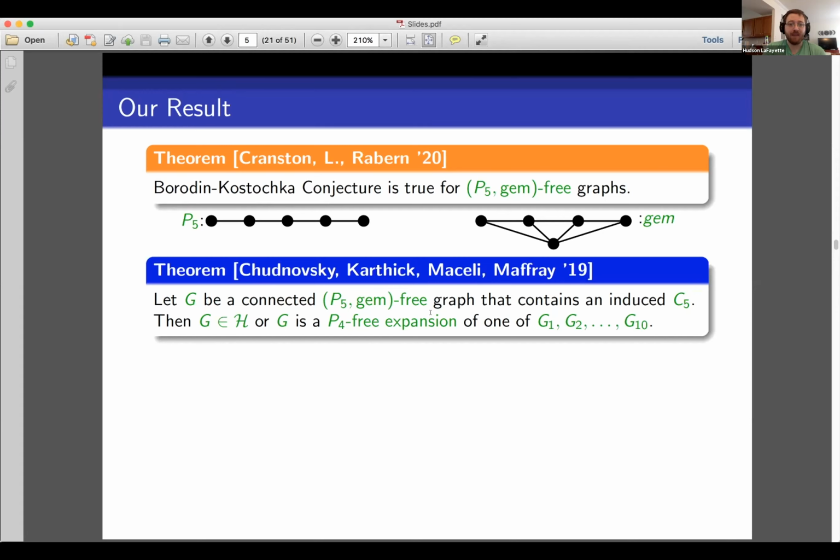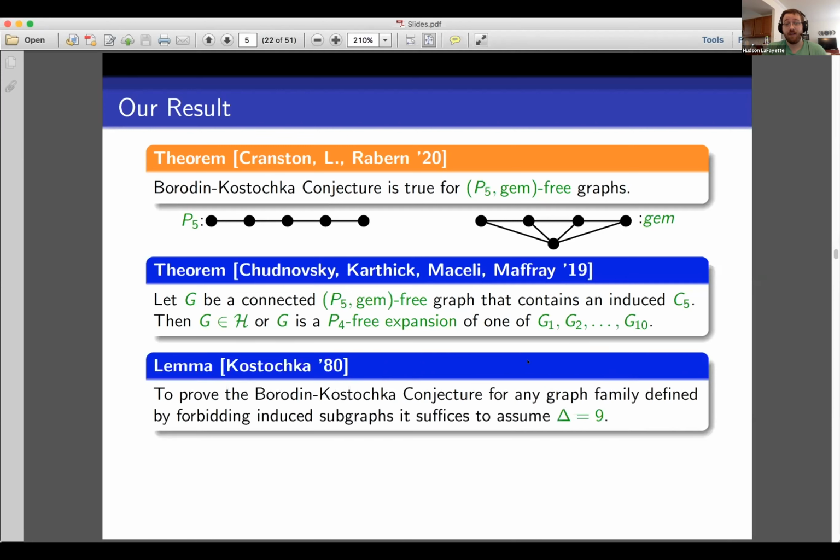And so again, expansion means take each vertex, turn it into a P4-free graph, a graph with no induced P4. And then if there was an edge in the original G_i, then you put a complete bipartite graph between the corresponding expanded vertices. And I'll show this visually in a little bit. But again, we have this awesome global structure. It gives us 1 of 11 cases to deal with.